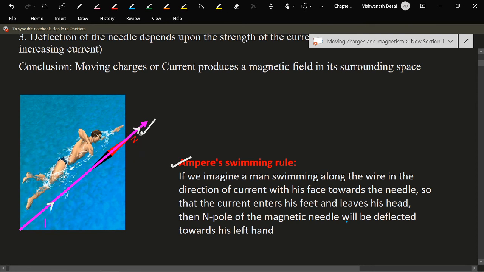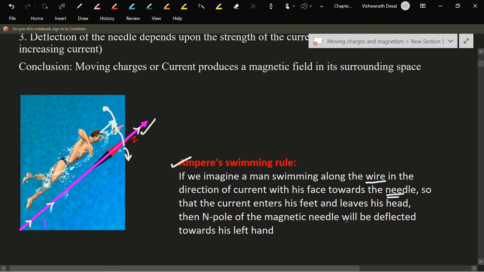So now, to find the deflection of the north pole of the needle, imagine a man swimming along the wire in the direction of current with his face towards the needle. His face should always face towards the needle. He should be swimming on the top of the wire, and the needle is under the wire, so that the current enters his feet. So the current is entering his feet and leaving his head like this. Then the north pole of the magnetic needle will be deflected towards his left hand. His left hand is always going towards that side, correct? So the north pole should also deflect that side only, not towards the right side.